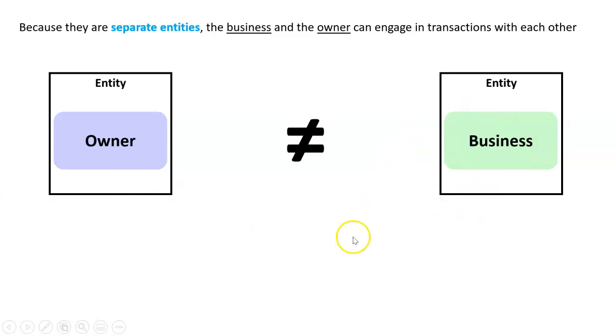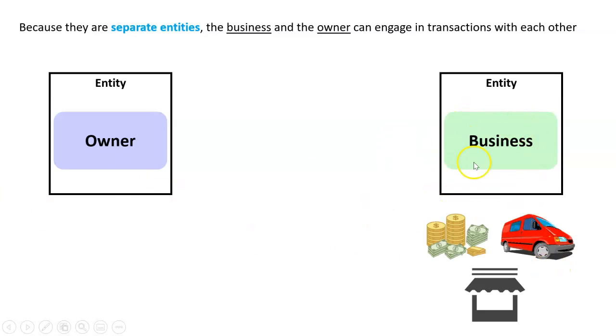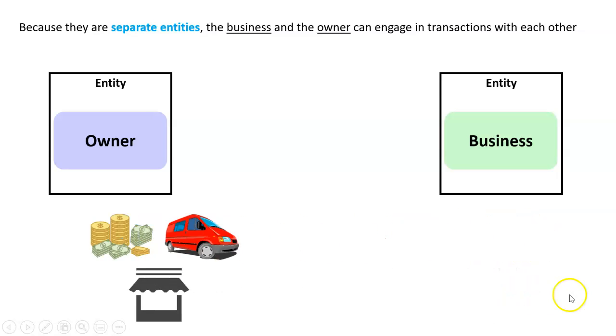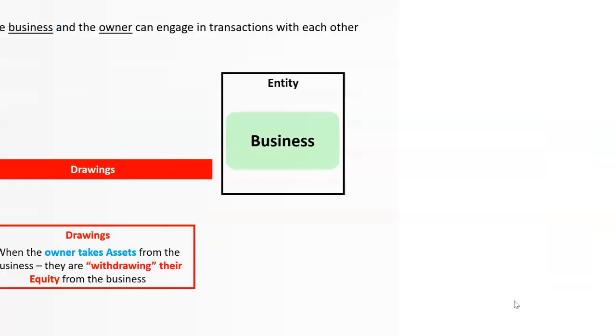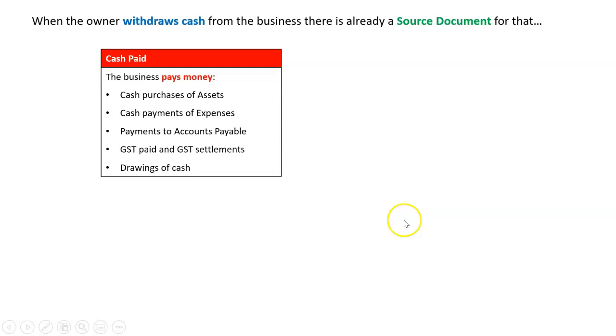And they'll both have assets, but we're going to look at the situation where the business has assets like money, cars, or property, and the owner takes them out. We call that drawings, when the owner is withdrawing their equity or withdrawing their capital from the business. And when the owner withdraws cash from the business, there's already a source document for that, and we've dealt with that quite a bit. So that would be under the cash paid category.